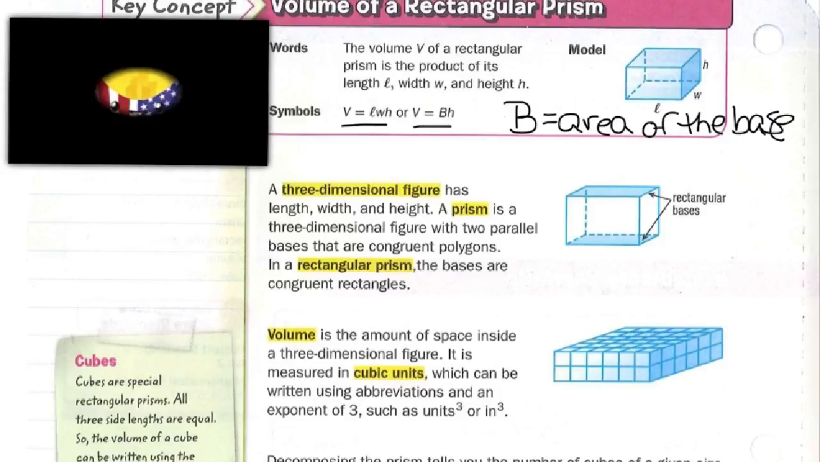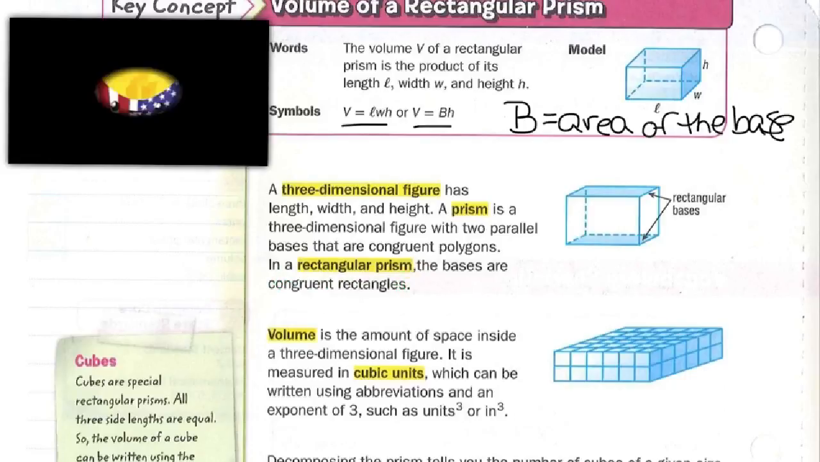Okay, a three-dimensional figure has length, width, and height. A prism is a three-dimensional figure with two parallel bases that are congruent polygons. That's where you can see this prism has two rectangular bases that are both polygons. They're both rectangles, so they're polygons. They're the same shape and size. That's what makes it a prism.